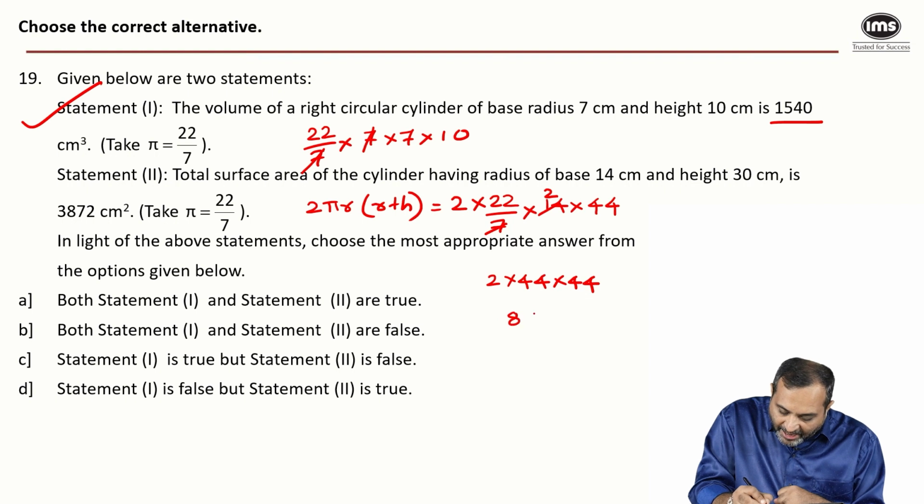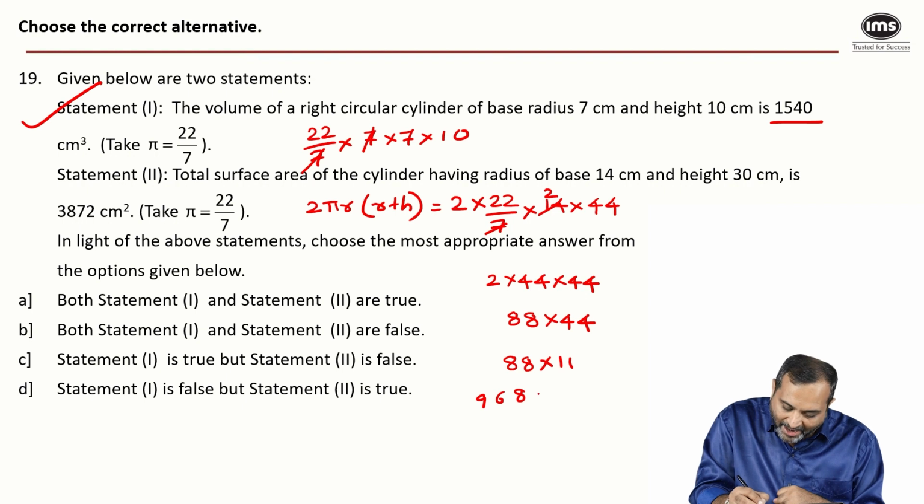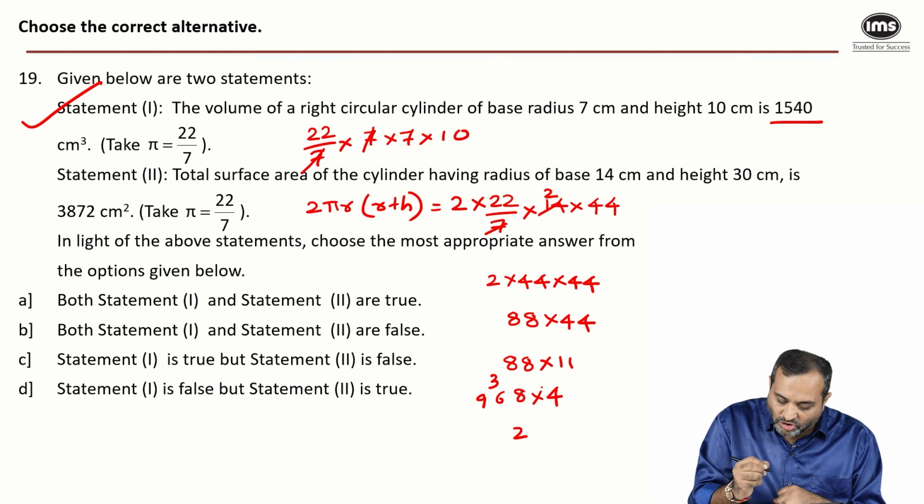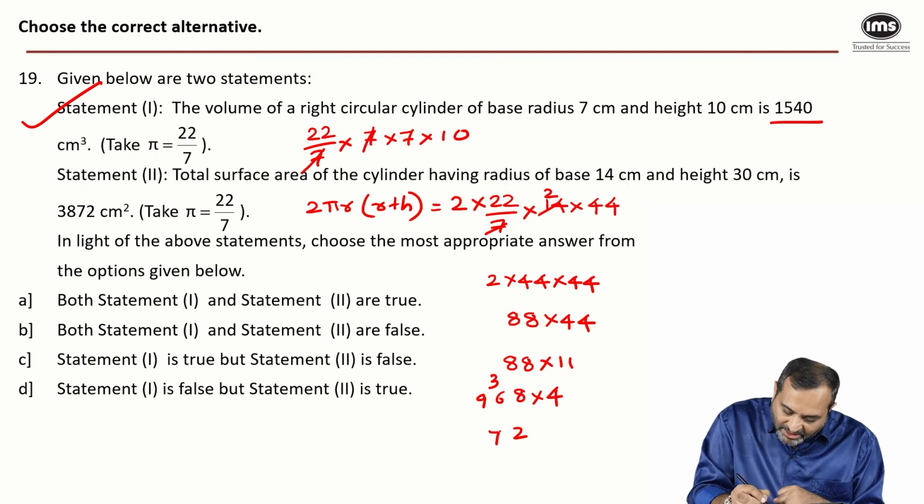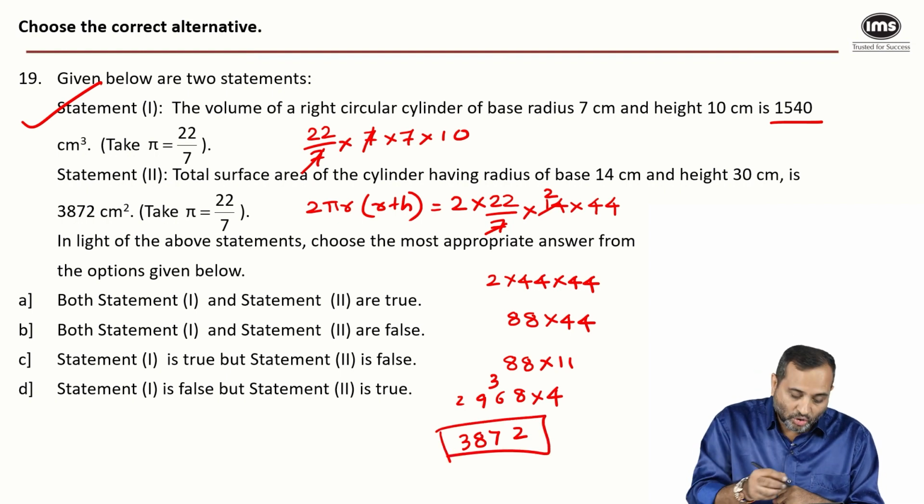Or it's 88 into 44. So let me do 88 into 11. What is 88 into 11? 968, and now I am multiplying by 4. So 4 8s are 32, 4 6s are 24 plus 3, 27, 4 9s are 36 plus 2, 38. I get 3872. Is this what we are looking out for?